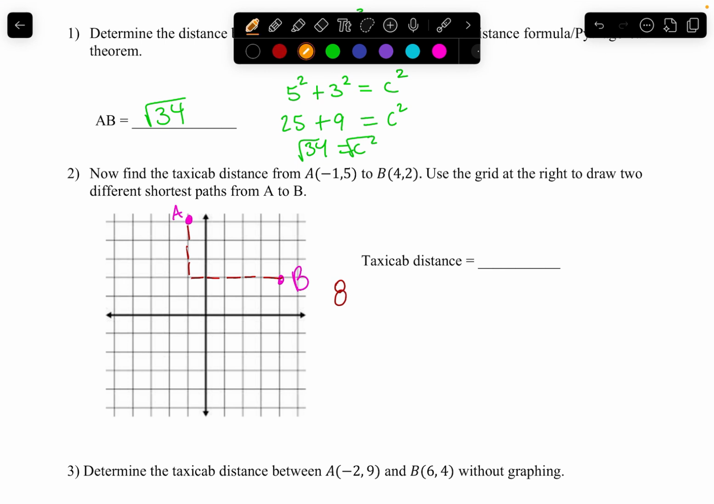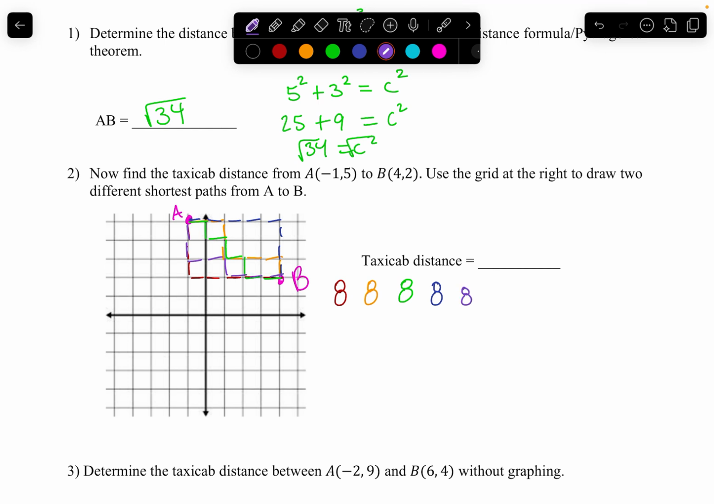Now I'm going to try a different way, but I'm still only going to move horizontally and vertically. 1, 2, 3, 4, 5, 6, 7, 8. In the orange color, I was still moving 8. Let's try another way. Let's try green. 1, 2, 3, 4, 5, 6, 7, 8. I'm still going a distance of 8. Let's try this way. I'm traveling a distance of 8. What if I do another path? Again 8.